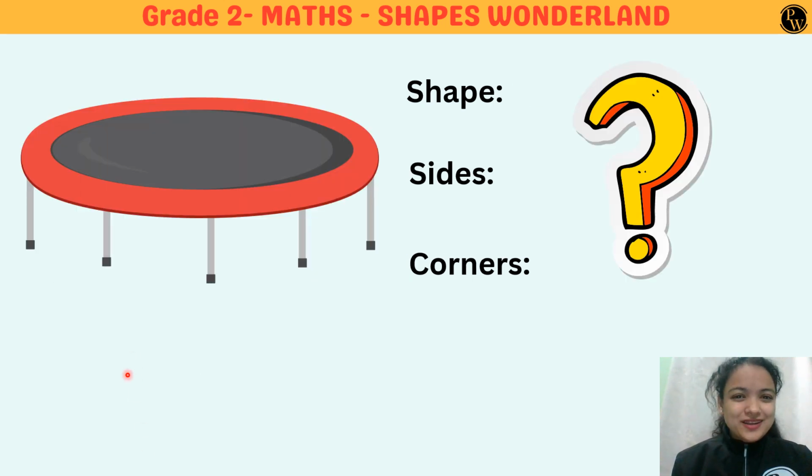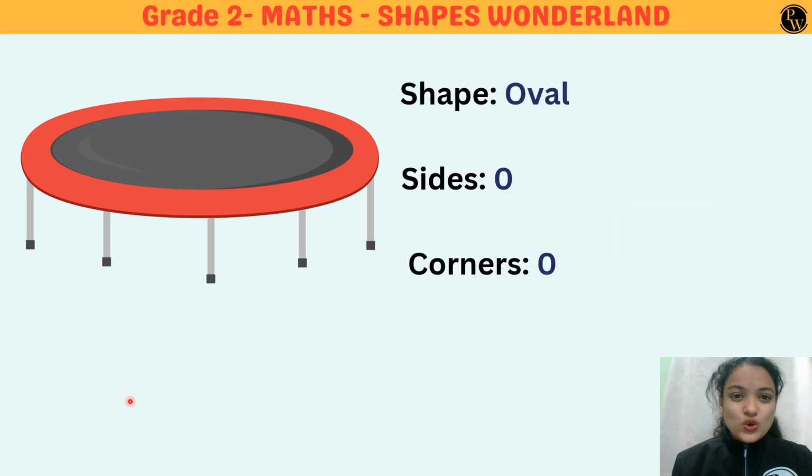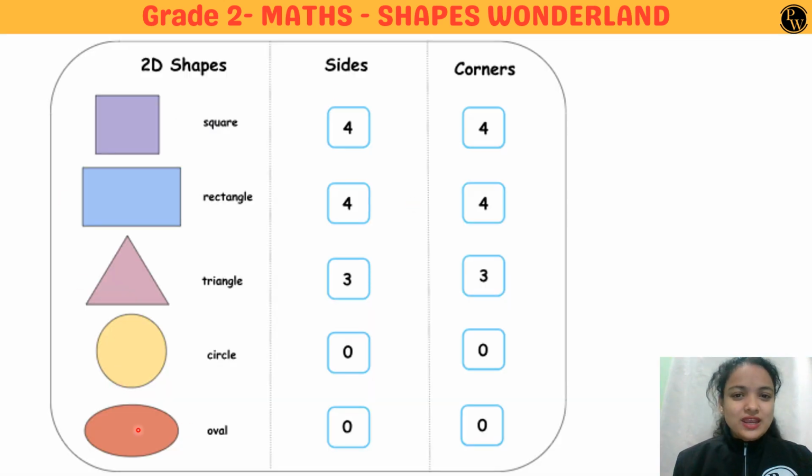This is a trampoline. Have you ever seen it? Yes? Yeah. So, which shape is it? It is oval in shape. Correct. It also has 0 sides and 0 corners. Yeah? Now look at the screen. I have laid down the number of sides and corners of all the 2D shapes together. You can pause the video and revise.